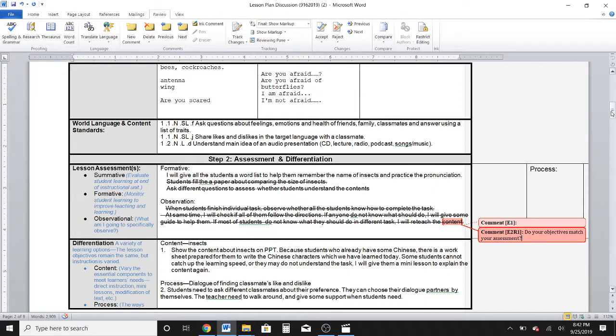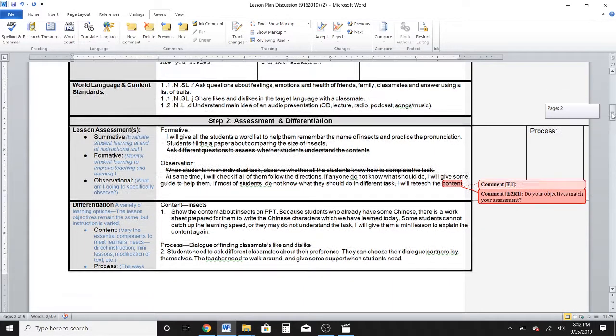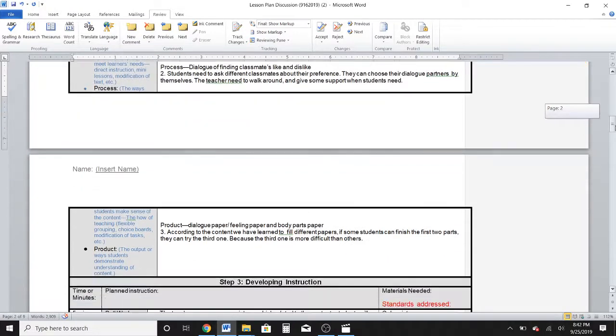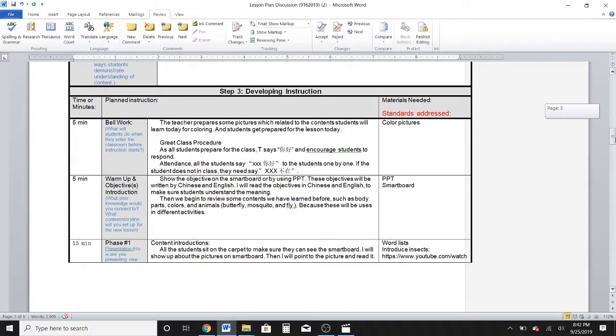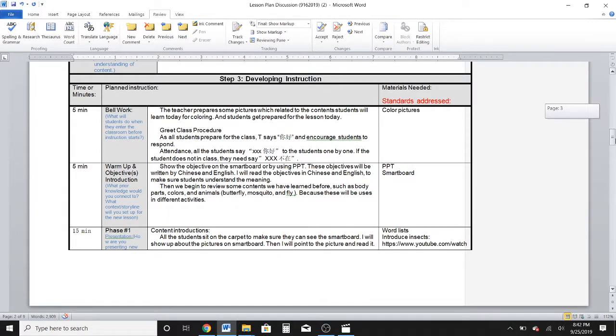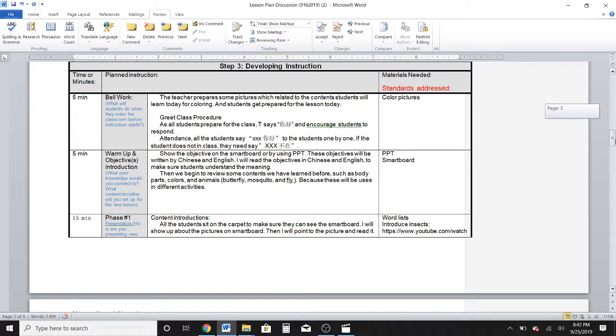Let's keep looking. Okay. I'm looking for assessment. And now I'm looking for this in everything to make sure they're teaching the objectives. Okay. So, oh, this is not new. It says we're beginning to review. That's confusing. So I'm going to put a comment of, is this new? Is this review?